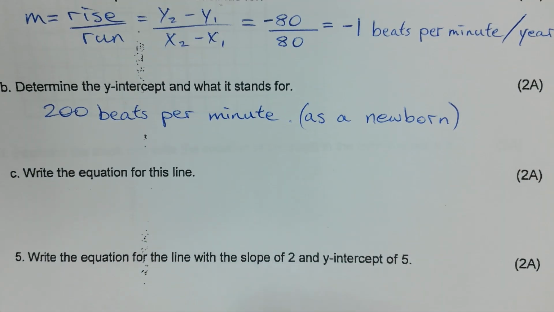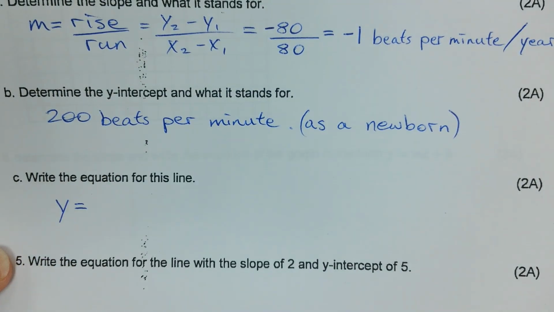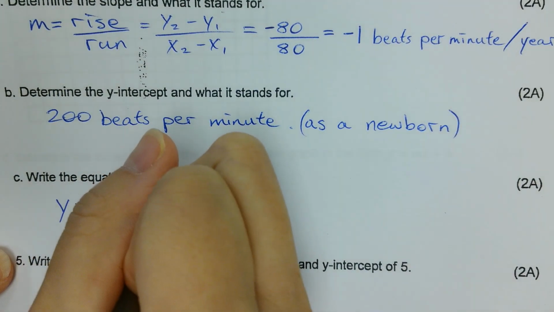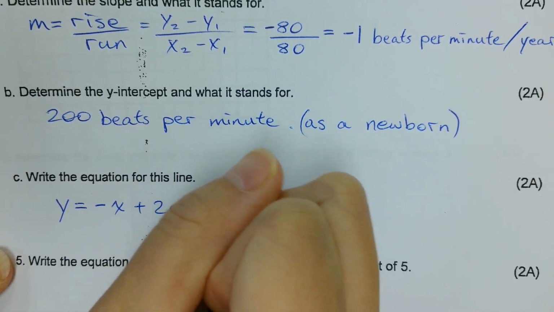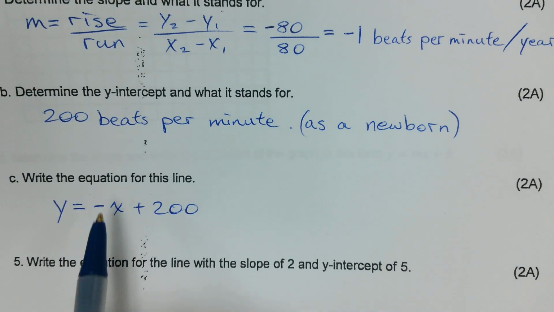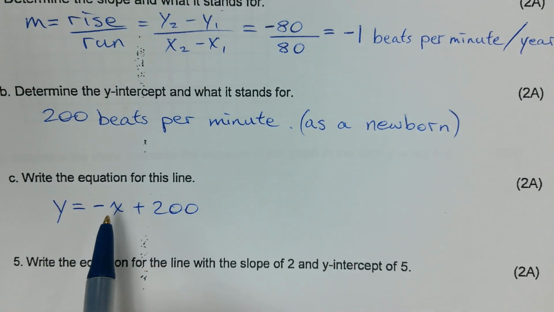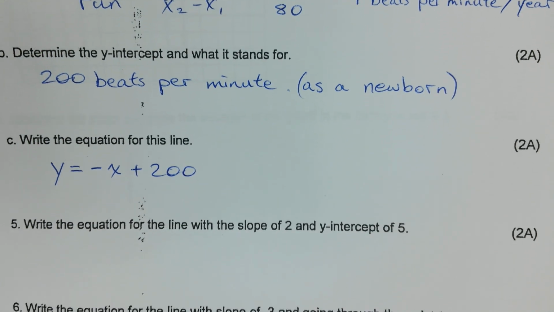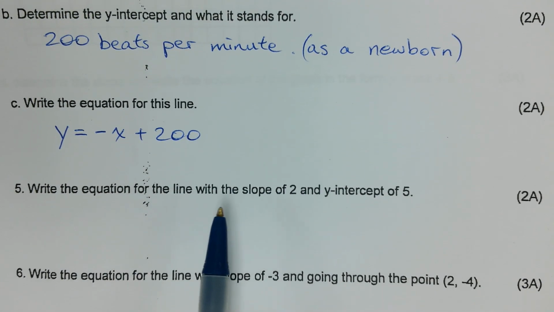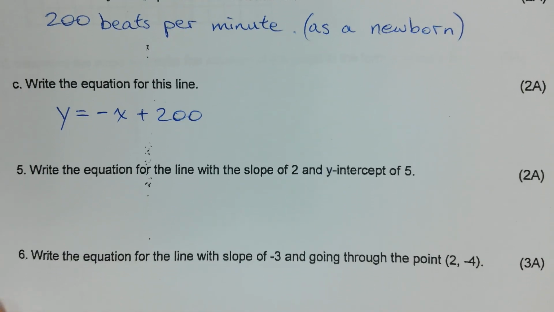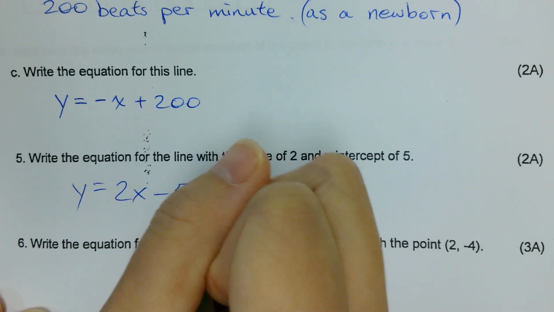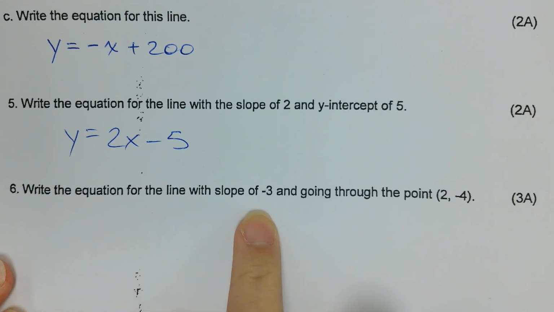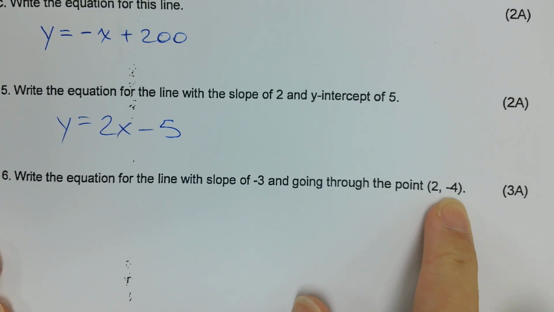Write the equation for this line. So y equals negative x plus 200. I don't want to see that 1 as well. Just like I don't like to see that plus 0, I don't like to see that minus 1. Write the equation of the line with a slope of 2 and y-intercept of 5. That's easy: y equals 2x plus 5. Write the equation of a line with slope negative 3 going through this point.